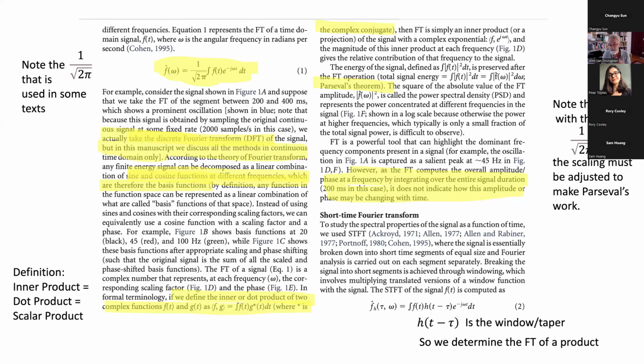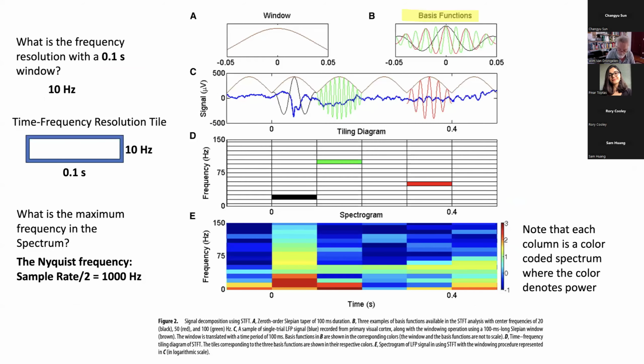Note that we, in this case, strictly speaking, are determining the Fourier transform of a product, namely the product between f(t), the signal, and its window, h(t minus tau). So the first figure is kind of doing this short-term analysis of the Fourier transform. As a matter of fact, there's already figure 2.